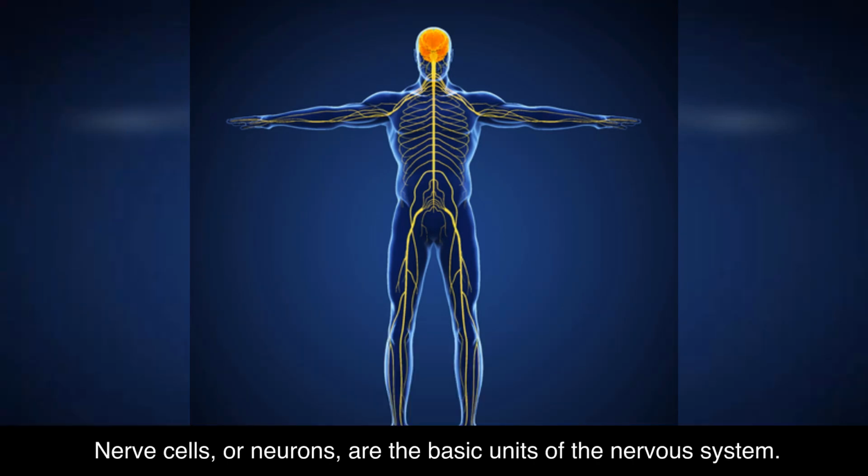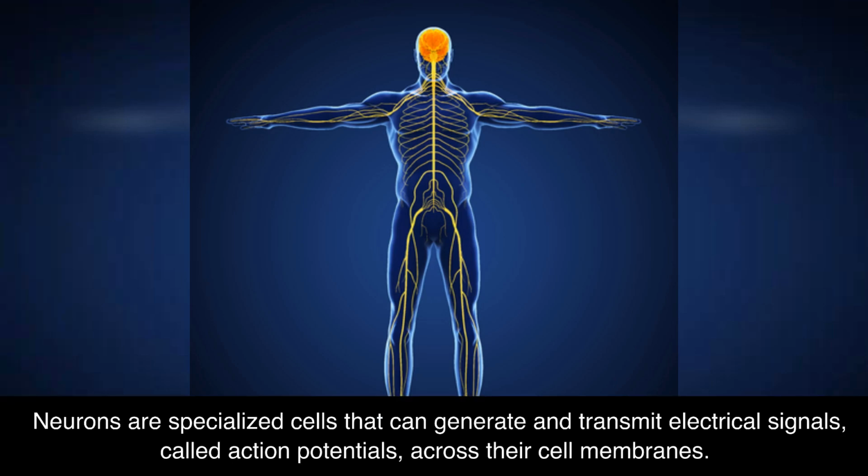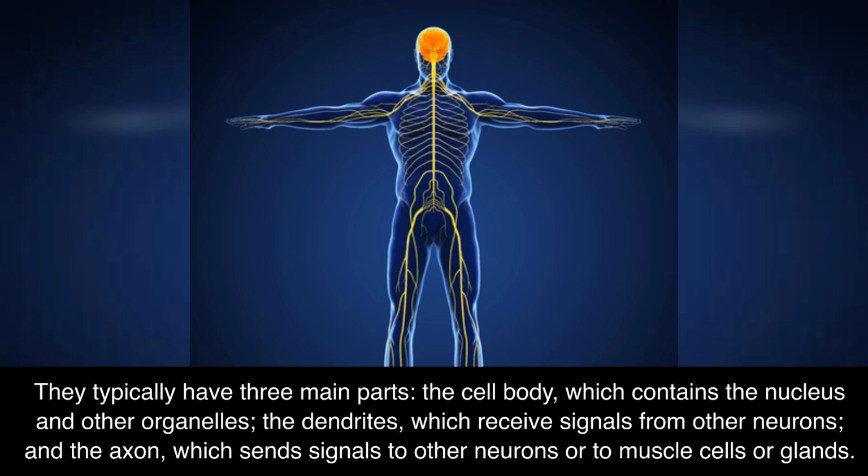Nerve cells, or neurons, are the basic units of the nervous system. Neurons are specialized cells that can generate and transmit electrical signals, called action potentials, across their cell membranes. They typically have three main parts: the cell body, which contains the nucleus and other organelles, the dendrites, which receive signals from other neurons, and the axon, which sends signals to other neurons or to muscle cells or glands.